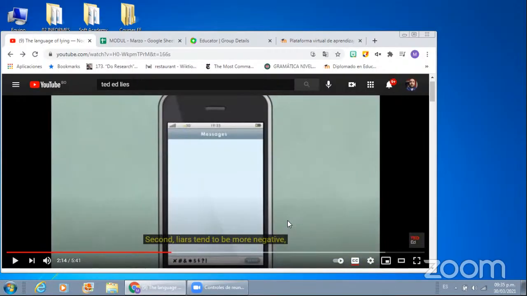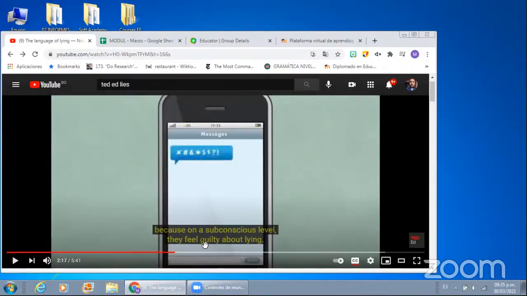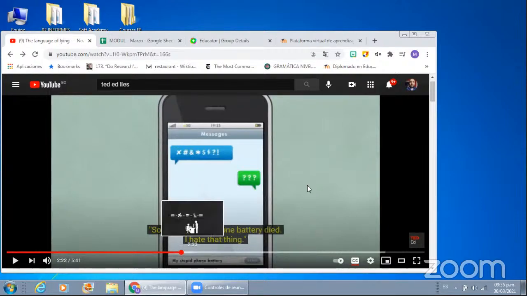Liars tend to be more negative. The example that you gave was right, Abel, about the cell phone. But the emphasis here is that as liars know that they are lying, they feel guilty at a subconscious level. And because they feel guilty, they are aggressive, they are negative. So someone who is lying is not going to say, sorry, my battery is not working or I don't have battery. No. Someone who is lying is going to say, sorry, my stupid phone battery died. I hate that thing. Why? Because he or she feels guilty and is being aggressive because of that feeling of guilt.